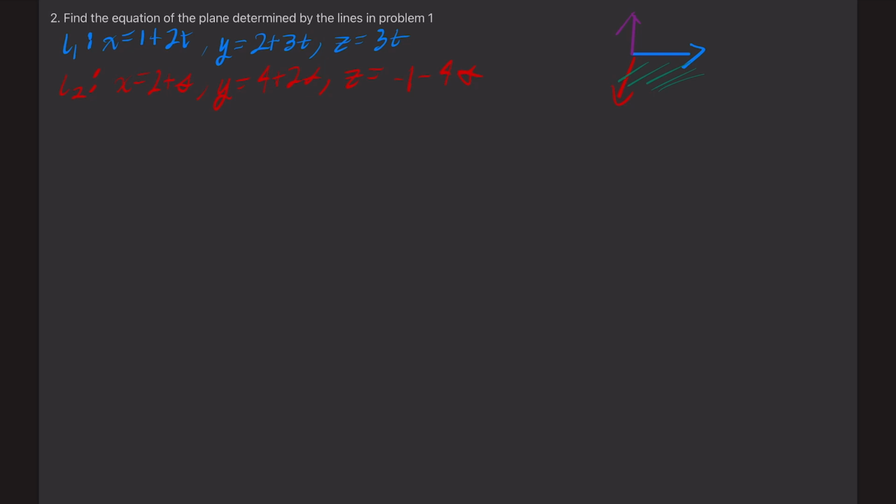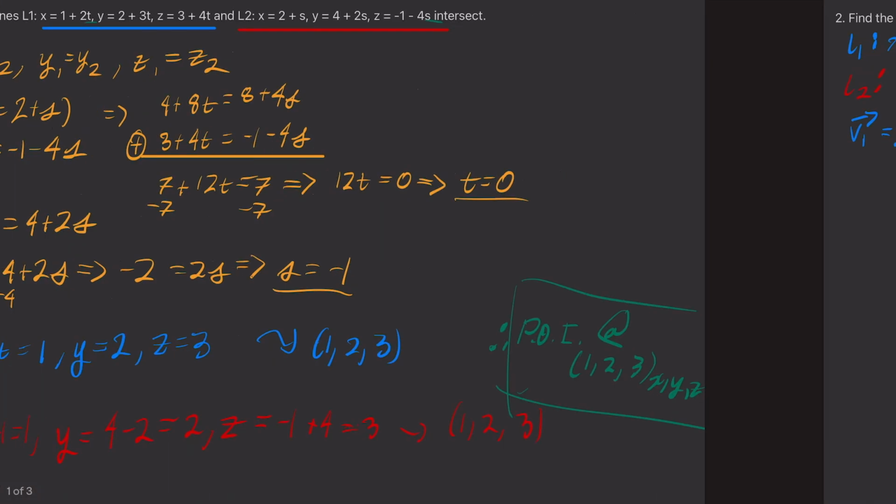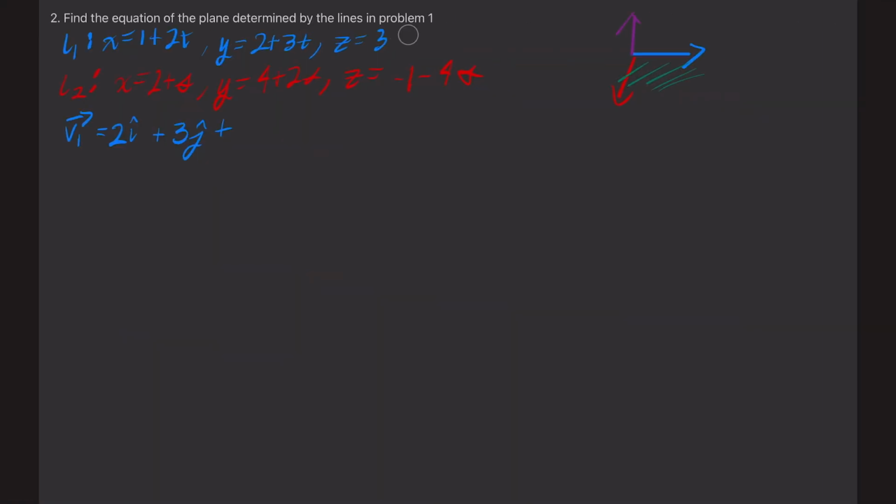Let's get started. Our vector 1 will be equal to 2i plus 3j plus, I wrote down that equation wrong, 3 plus 4t. Why didn't you guys tell me? Just kidding, no one's watching this. 4k. Vector 2 is going to equal i plus 2j minus 4k.